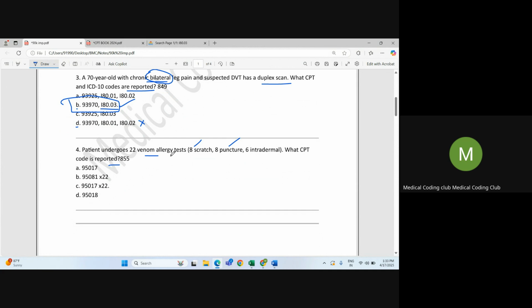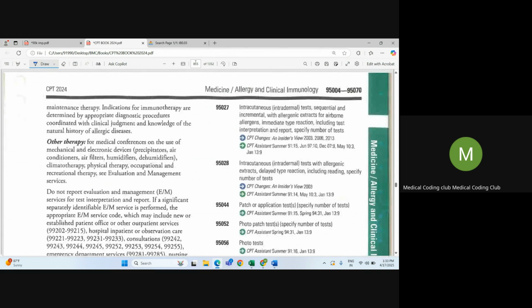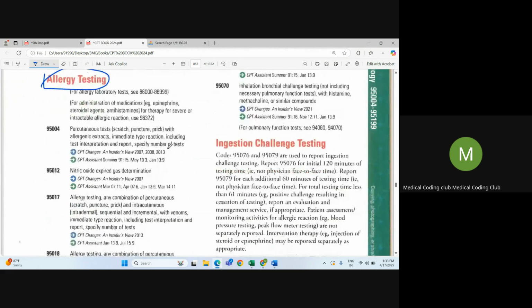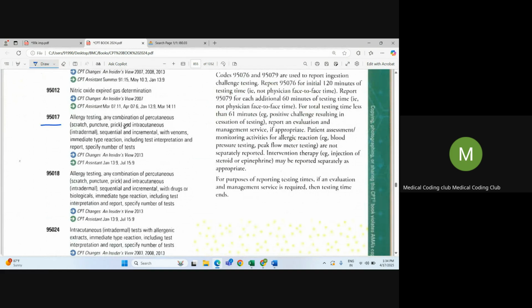So here we have to check whether a single injection or dual injection has been given. Okay, that belongs to allergen immunotherapy. But here the question is about allergy test, not immunotherapy. So let's see the answer. So you can see allergy testing. Under allergy testing, you have to look for scratch, puncture, and prick.